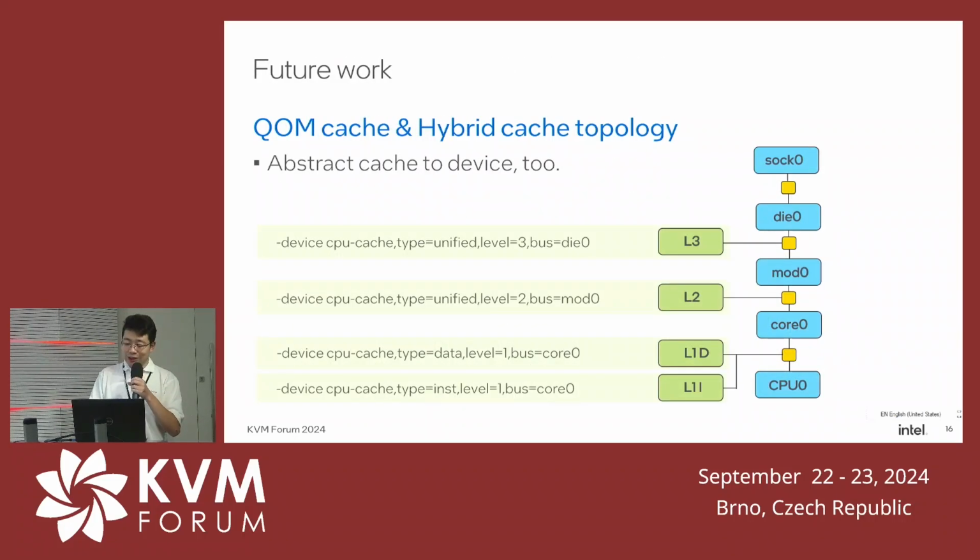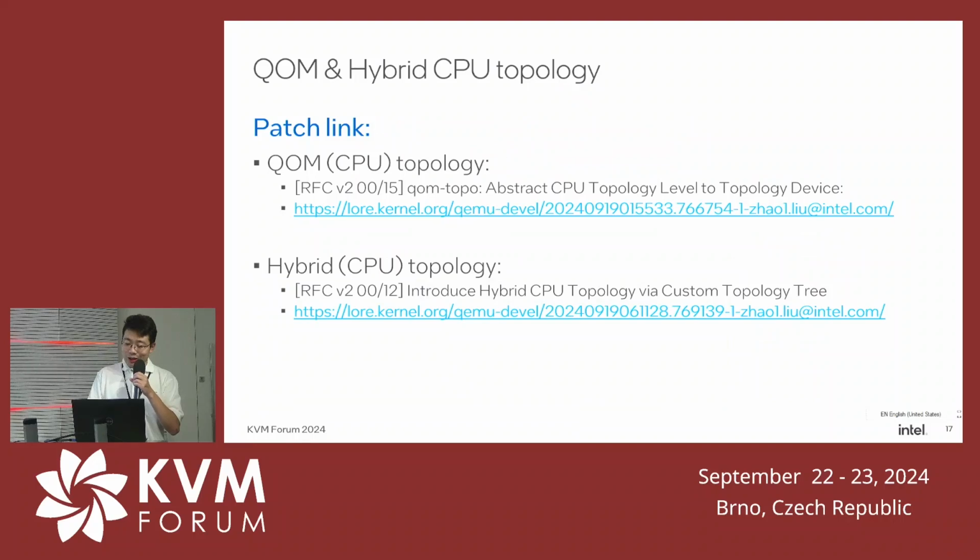That's our idea. We also want to go further to support the hybrid cache topology. This means we also want to abstract cache into a device too. For example, for an L3 cache, we could create it by the command line and specify its parent as die 0. So all the child devices under die 0 will share the same L3. We have posted our V2 RFC to the mailing list. It's a very huge work. Welcome your feedback and comments.